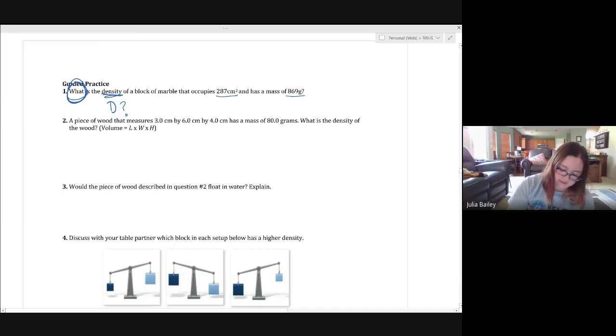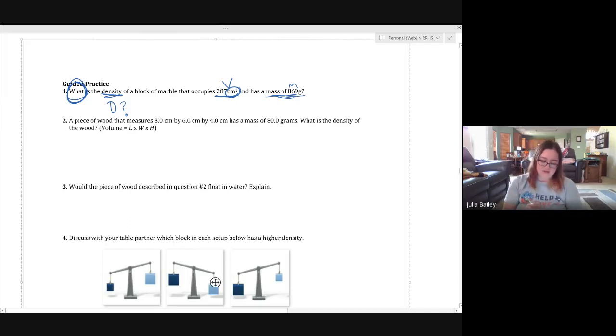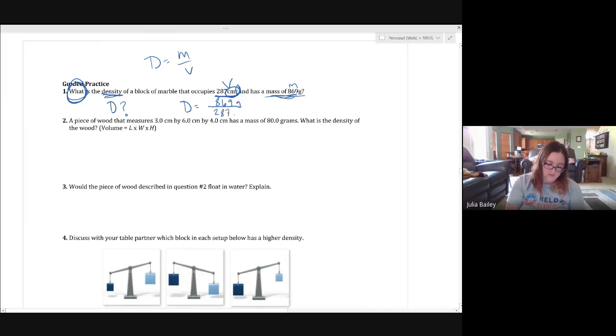They tell us that this number right here is a mass. So that's going to be your M for mass, which means that 287 cubic centimeters is going to be a volume, which by the way, you should know from middle school that cubic centimeters measure volume anyway. Any unit with a power of 3 is going to be a volume. So we'll recall density is mass divided by volume. So if I'm looking for that density, I need to take that mass and divide by the volume.